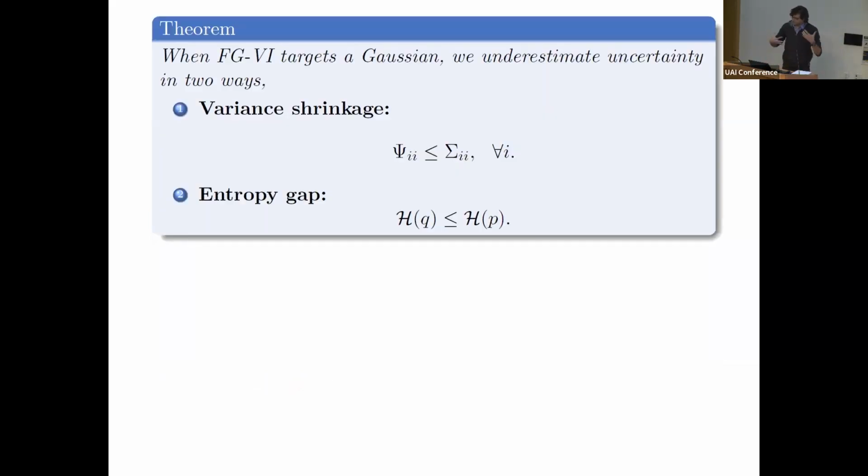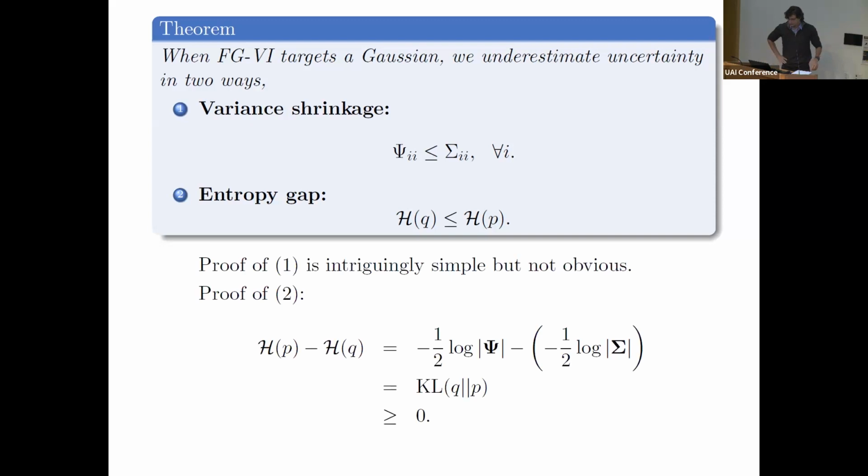And so, once you have these calculations, you can do some clever manipulations to prove that you are underestimating the marginal variances in at least one direction, and you have an entropy gap. The proof of the first is a few lines, but it's not very methodical and insightful, in my opinion. But for the second, which is the entropy gap, all you do is you write explicitly the entropy of the Gaussians, and you find that this entropy gap corresponds to the KL divergence at the optimal solution. And you know that that KL divergence has to be positive.